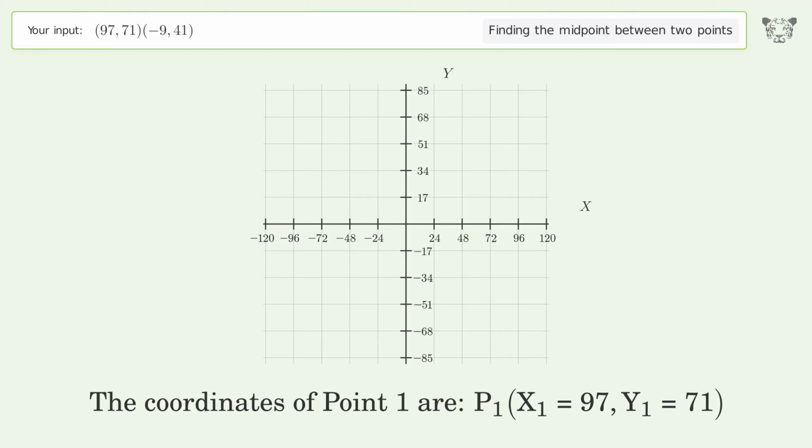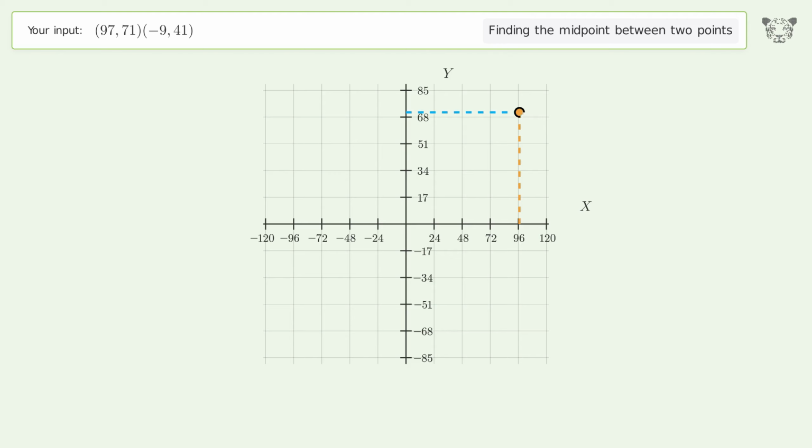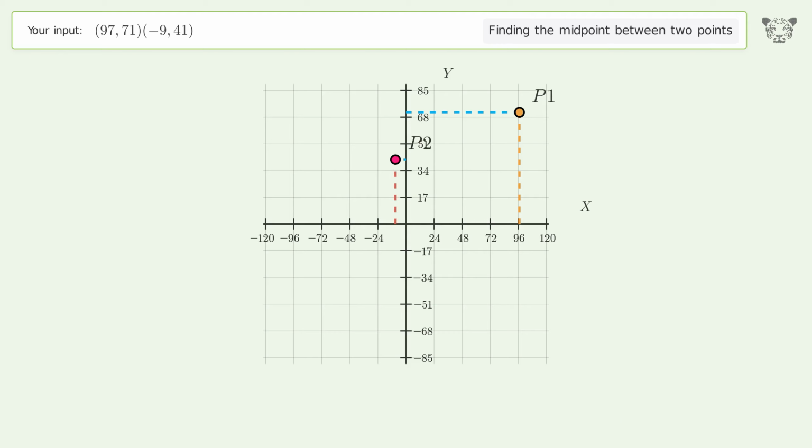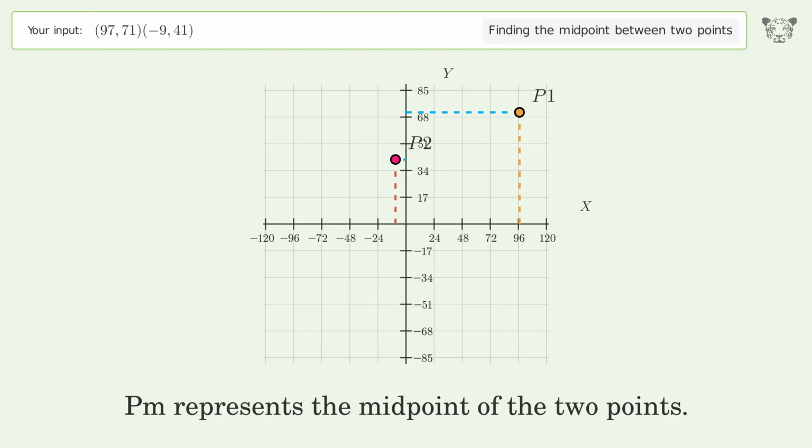The coordinates of point 1 are, x1 equals 97, y1 equals 71. The coordinates of point 2 are, x2 equals -9, y2 equals 41. PM represents the midpoint of the 2 points.